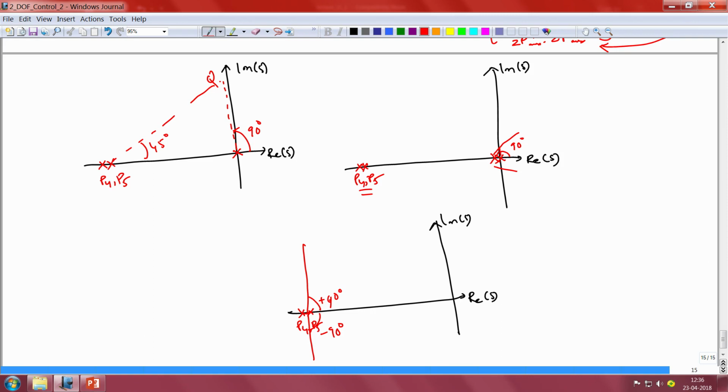With this we conclude our discussion on 2 degree of freedom control design to achieve robustness against plant parameters performed using the tool of root locus.